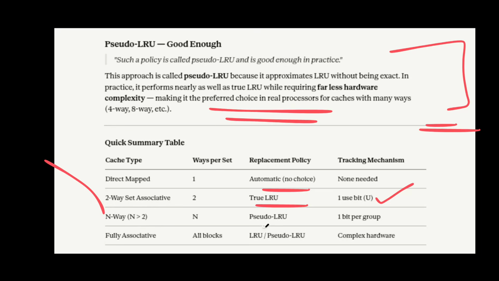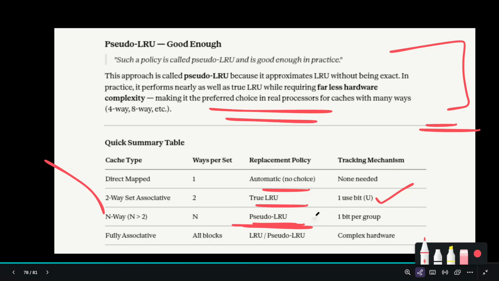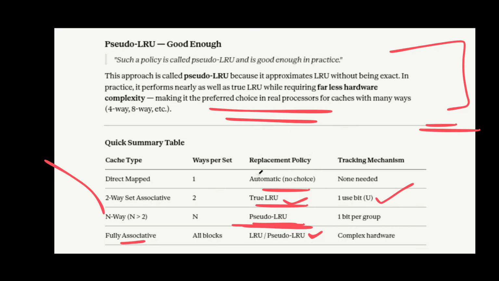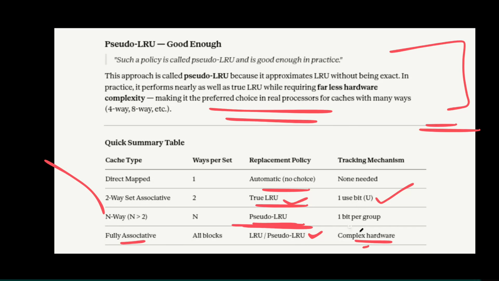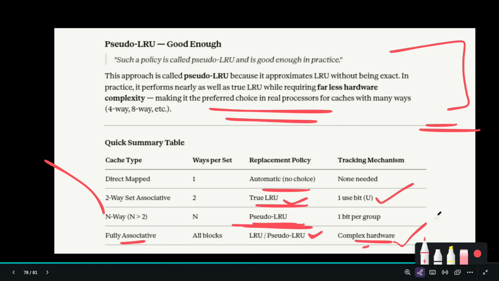When I'm using the pseudo-LRU method, one use bit will be there for each group to decide. In true LRU, only one use bit will be there in total, but in pseudo-LRU each group has a use bit. Now fully associative can use both true LRU and pseudo-LRU as the replacement policy. But the hardware of fully associative, as we discussed in the previous lecture, is very complex.